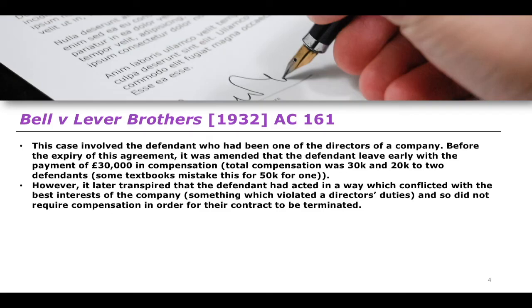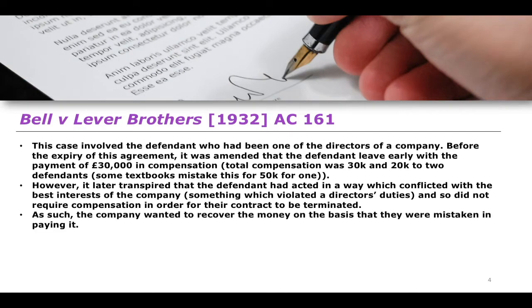It later transpired that the defendant had acted in a way which conflicted with the best interests of the company. They had violated one of the director's duties. For those of you who would like to know more about director's duties, go over to our lessons on company law, where we have examined that in more detail. So they terminated the contract with compensation, but it later transpired that they had violated one of their director's duties, which meant that they did not actually need to give the compensation in order for the contract to get terminated.